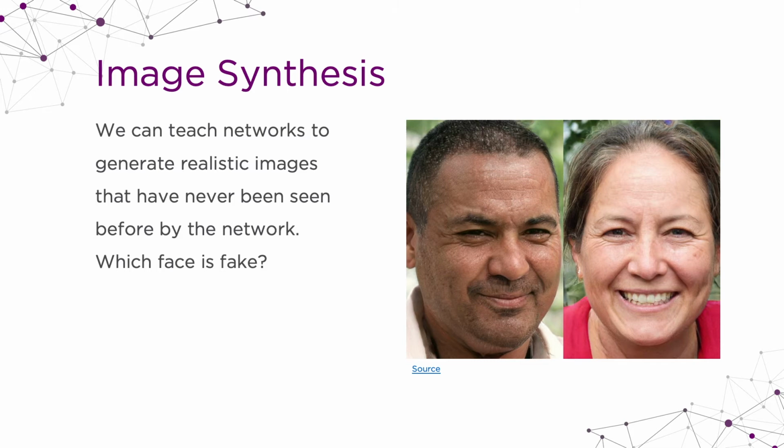So now let's play a game. Let's try to figure out which image was generated by a network and which image is real. Okay, so take some time to look at these images. And let's vote by just raising our hands. So who thinks that this is the real person? Okay, we have a few hands. And who thinks that this is the real person? Okay, all right. So it seems like most of you think that this is the real person. This is a generated person. In fact, it turns out they're both generated.